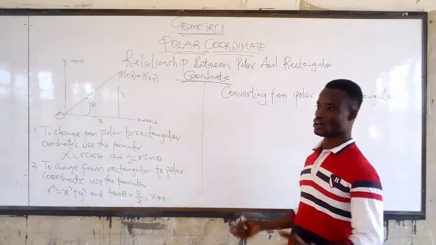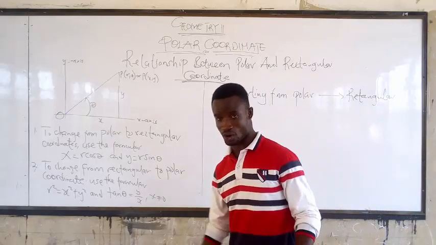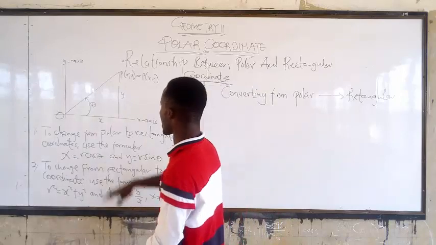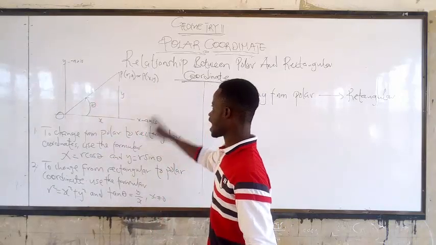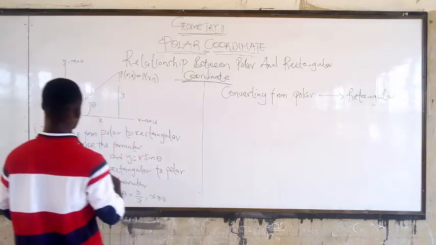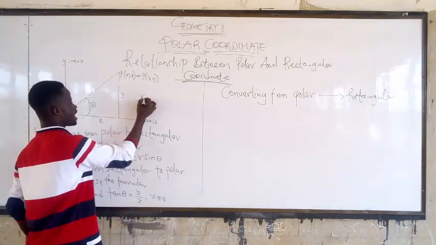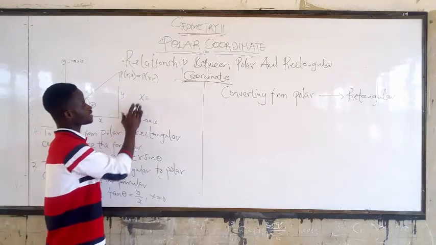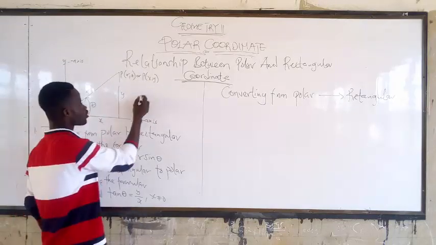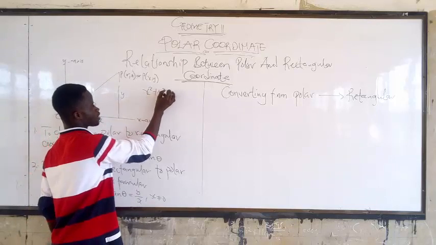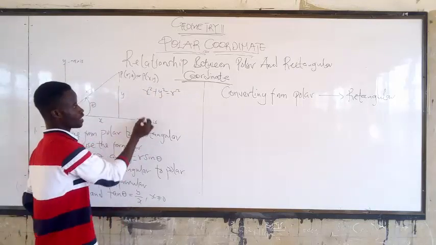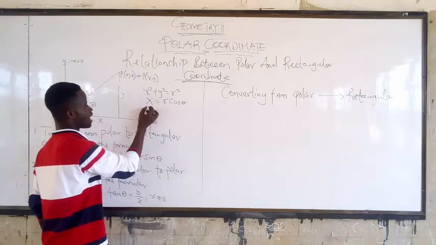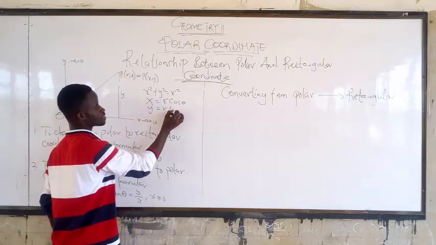Polar coordinate. Then the other one becomes the rectangular or the Cartesian coordinate. Alright. So now, from this right angle triangle, we can say that the x here is the same, this is the r. So from Pythagorean theorem, x squared plus y squared is equal to r squared. Then x will be equal to r cos theta, and y will be equal to r sin theta.